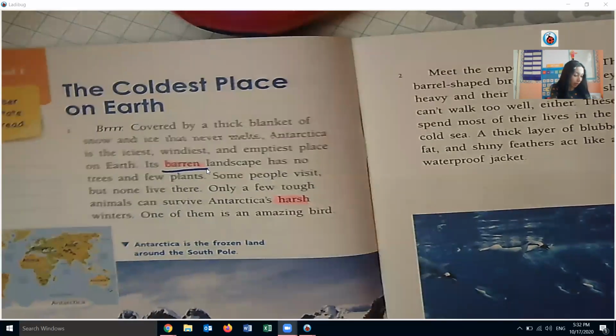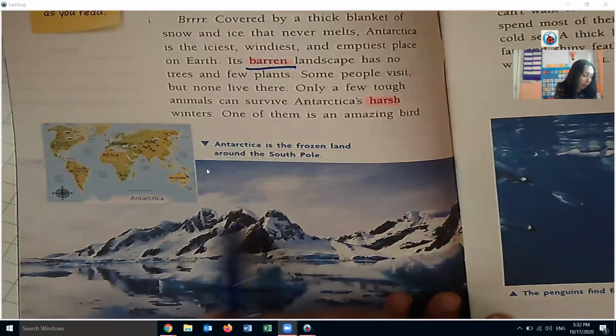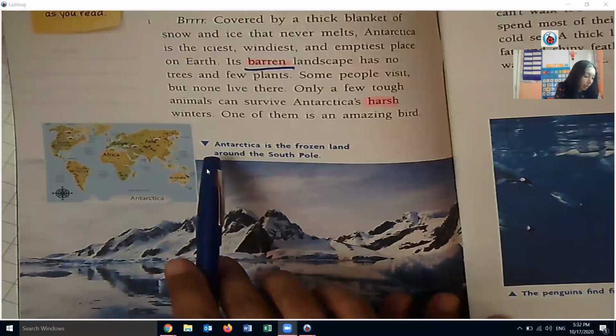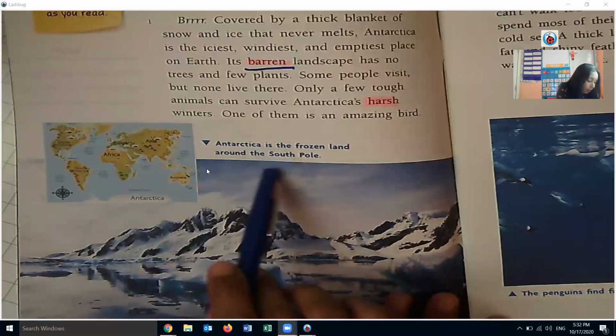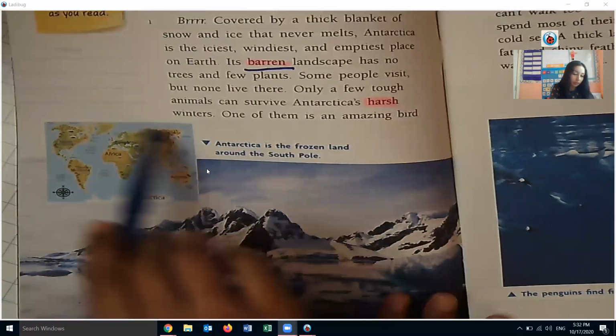Then down here we have a picture of Antarctica. We can see it here on a map, and it says here in this caption: Antarctica is the frozen land around the South Pole. And then here it shows Antarctica on our map.